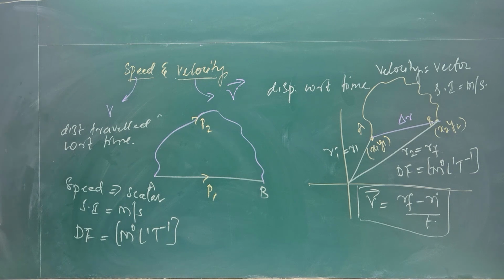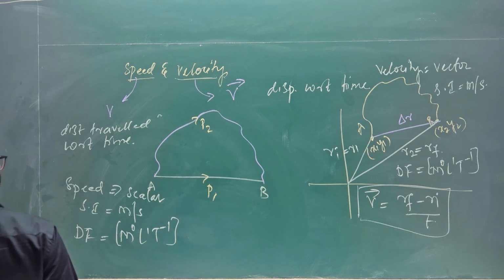Write in two different columns. First write distance, then scalar quantity, SI unit, dimension formula. Similarly, in the velocity column, write all those things. Write it first. Okay, shall I rub the board now?